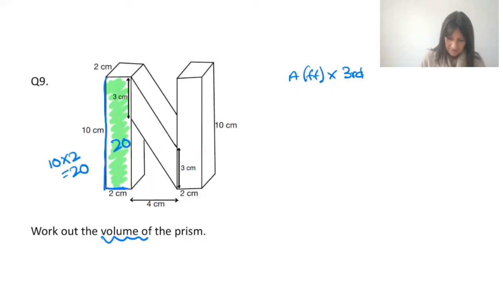And then this rectangle is a repeat. I've got 2 and 10 again, so I know that's 20. And then I start to focus on this middle section and what numbers I have available to me. So I can see that this edge here is 3.